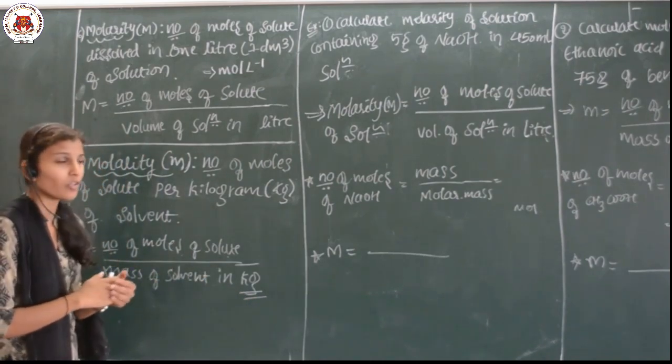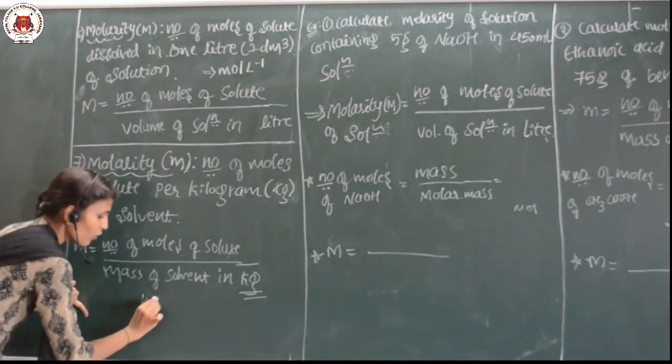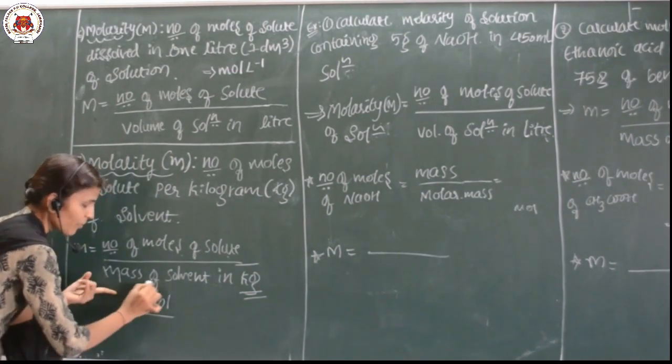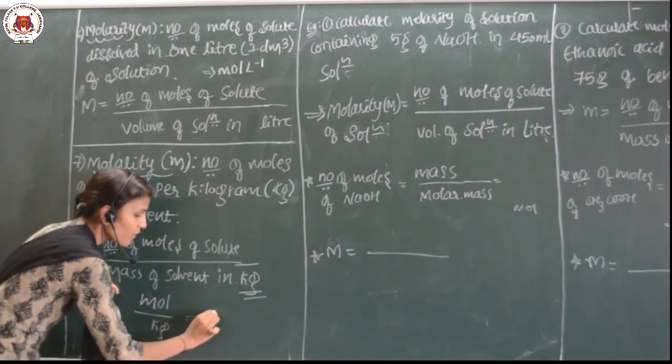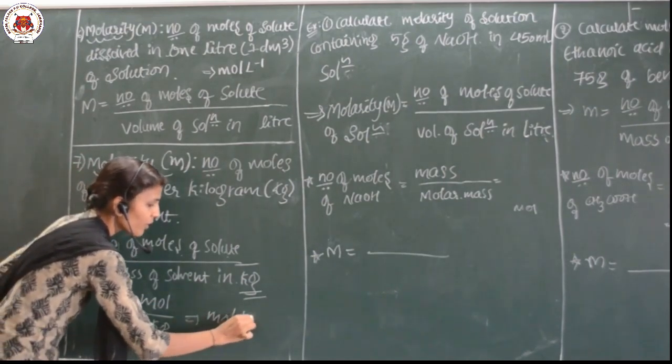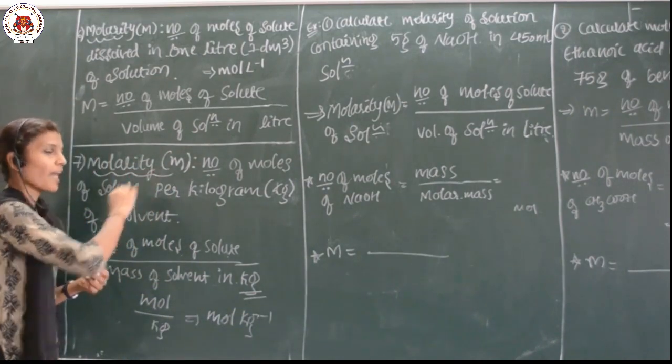And what will be the unit of the molality? Number of moles, that is again mole, divided by mass of the solvent in kg. So the unit is mole per kg. This is the unit of the molality.